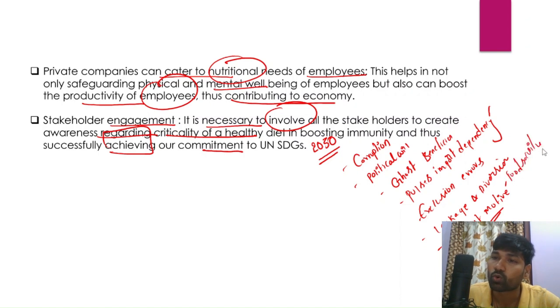So we need to overcome all these challenges, and we need to ensure the end goal of achieving both food security and nutrition security, which can be considered a strong foundation for achieving the United Nations Sustainable Development Goals by the year 2030, right? So that's how you could conclude this answer.